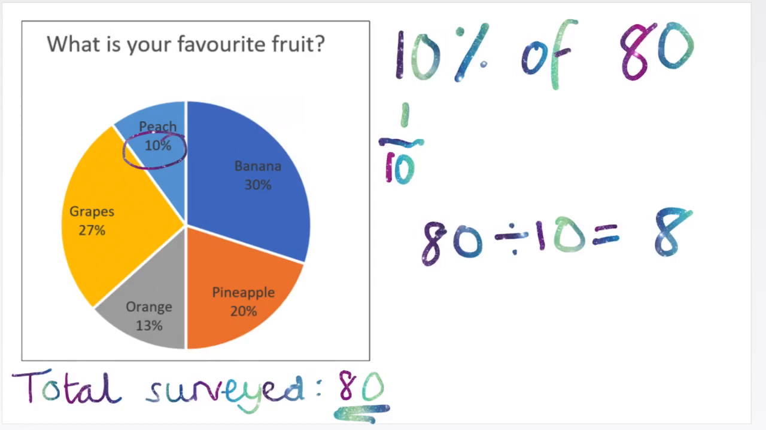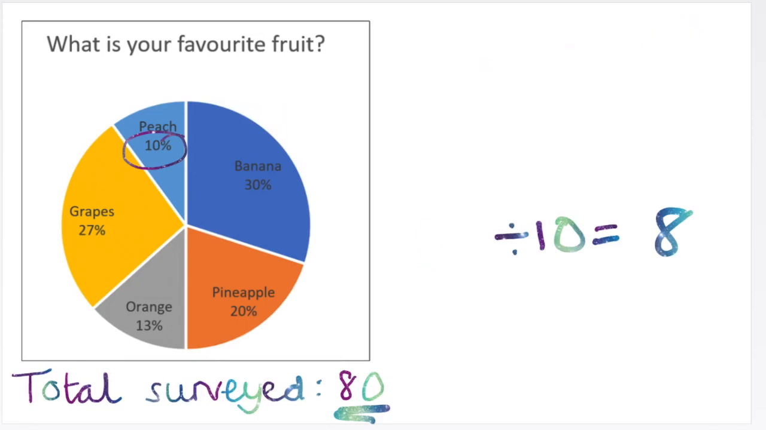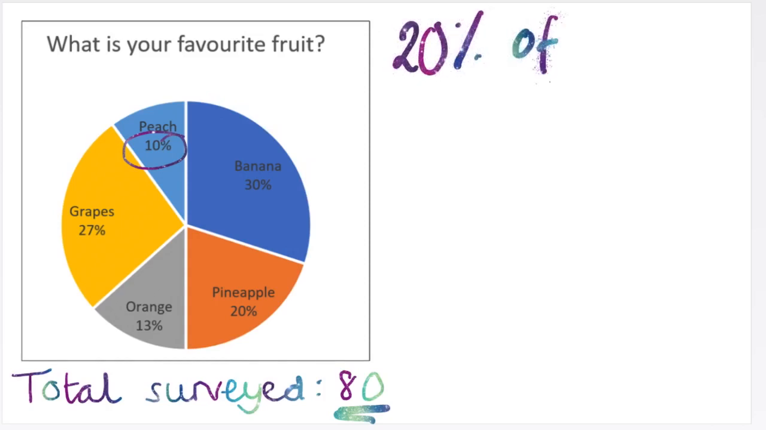Let's look at another one. This one's going to be a little harder, but hopefully we understand this. Let's go for the pineapple. How many children prefer pineapple? So this time it's 20% of 80. Now to find 20%, I'm going to divide by 10 to find 10% and then double it. Or you could divide by 5 to find a fifth. It's the same thing, okay?